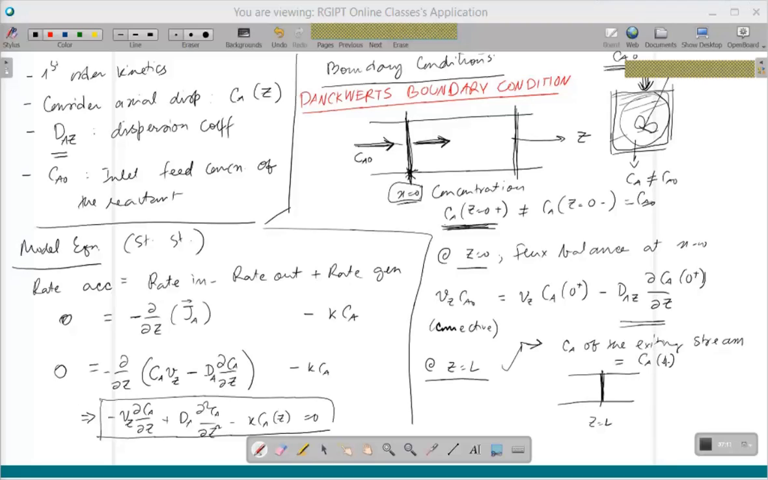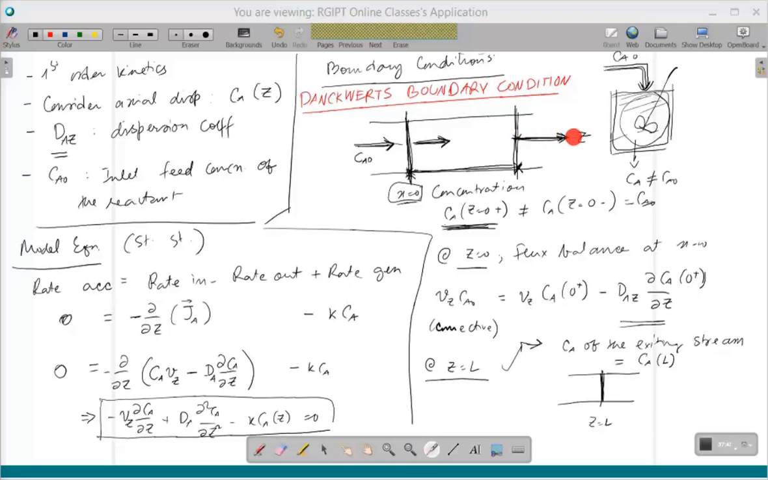Is that convincing enough? Whatever Ca we obtain from the calculation at L minus would be the same as the concentration of the exiting stream. So as soon as it exits, the concentration remains the same. Whatever concentration we obtain at this point inside is the same as the concentration outside, and then it remains constant.